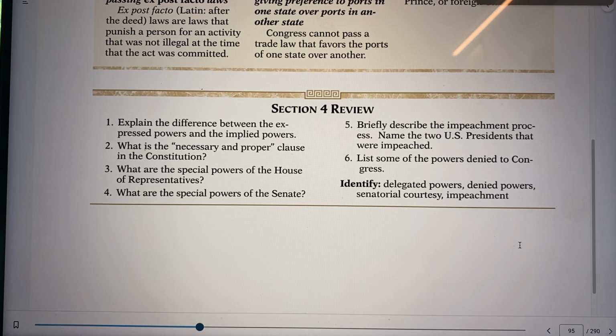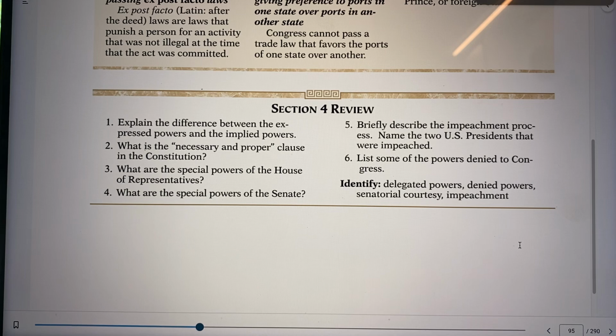The Senate, what are the special powers of the Senate? First of all, they can choose a vice president, not the president, but the vice president, if there's no electoral majority. Number 2, they must approve presidential appointments. When the president appoints, like a judge, the Senate needs to approve it. Number 3, they can try the impeachment. The House of Representatives brings the impeachment charges, and the Senate puts them on trial. Number 4, the Senate has to approve all presidential treaties.